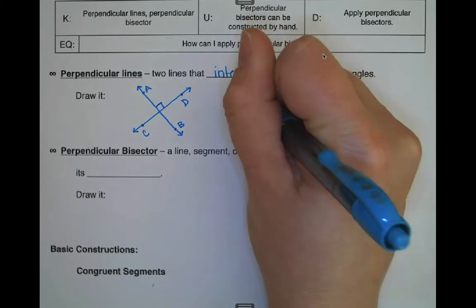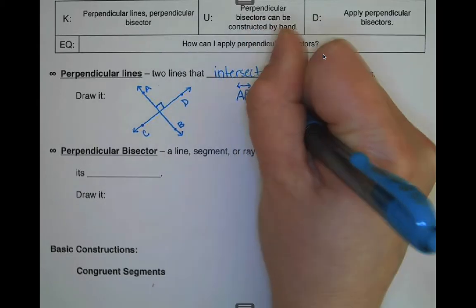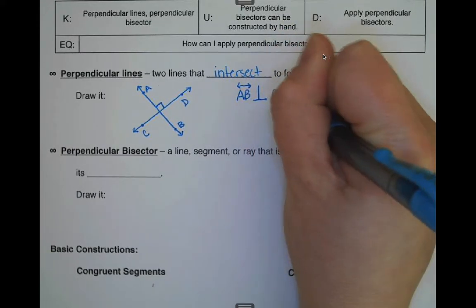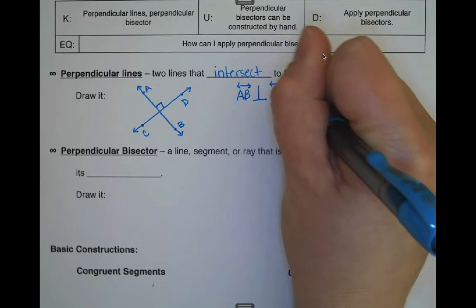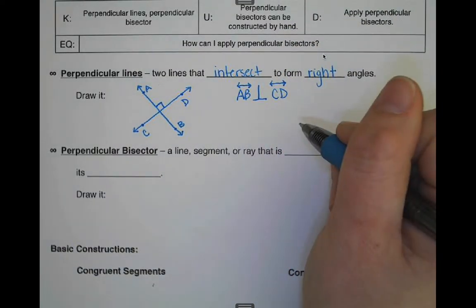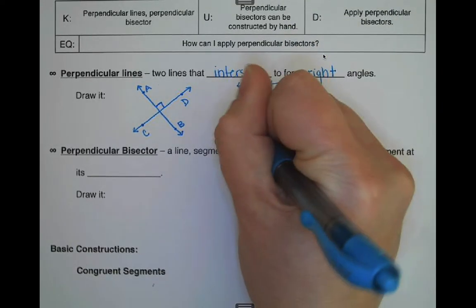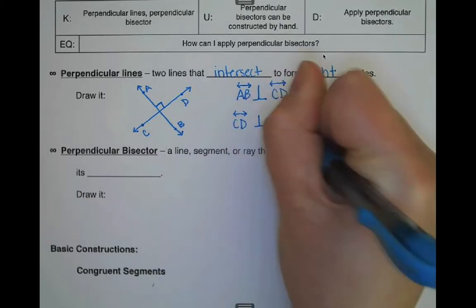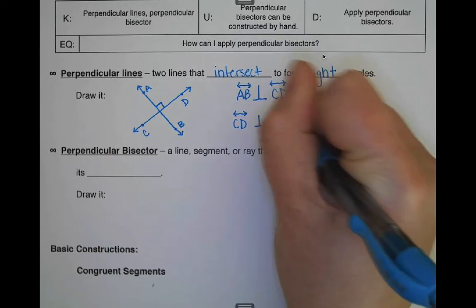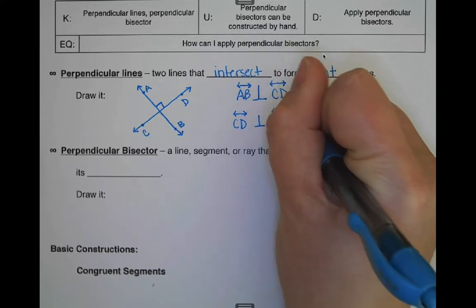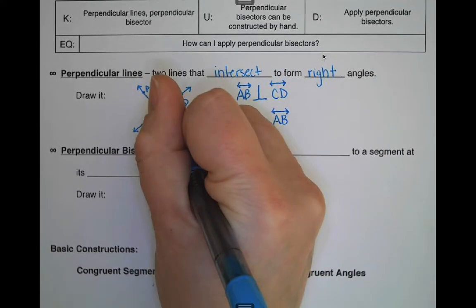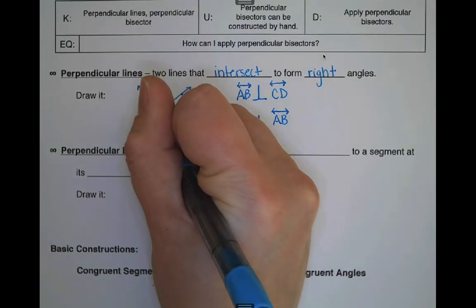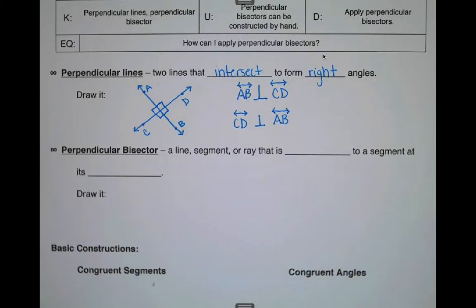So we would say line AB is perpendicular to line CD. But we could also write it as line CD is perpendicular to line AB. So where they intersect, they form right angles. I will go ahead and I'll put the right angle symbol going around here.